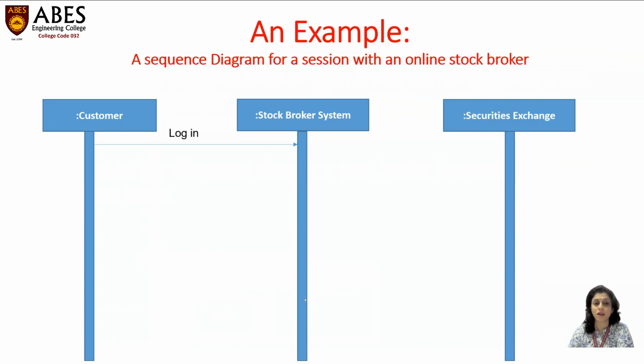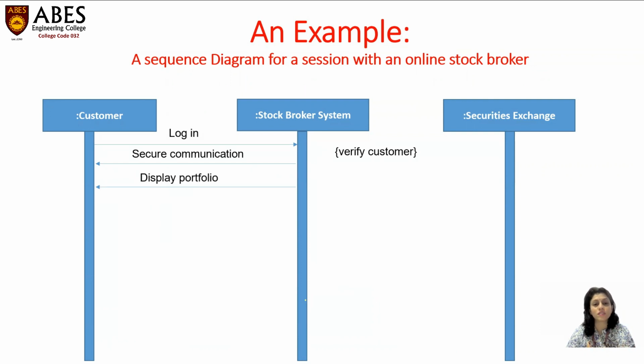First message which is passed will be passed by the customer object to the stockbroker system. And what is the message passed? That the customer wants to log in. What will be the reply of stockbroker system? At its own end, it will first verify whether this customer is a valid customer, and then it will develop a secure communication. It will reply back to the customer. Then the customer, after logging in, and the stockbroker system will display the portfolio to the customer. This has provided the logging in to the customer.